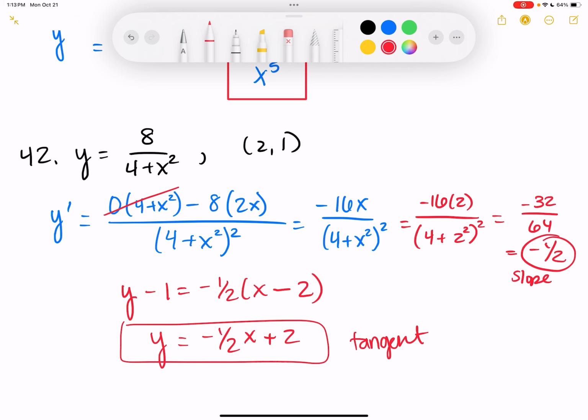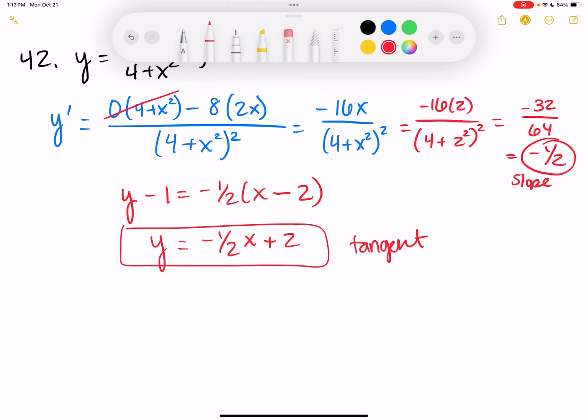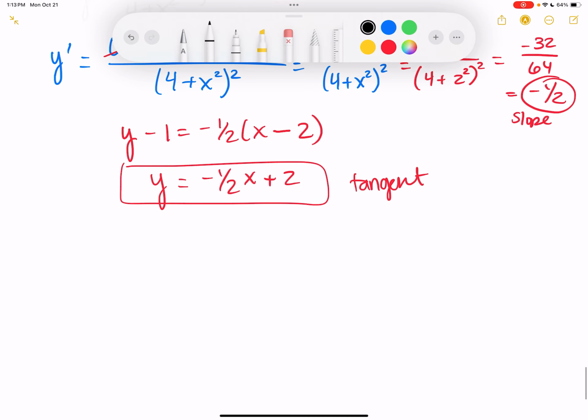I like the shorthand method of finding derivatives. Isn't it so much nicer than the long version? Yeah, the long version was really messing with my brain.